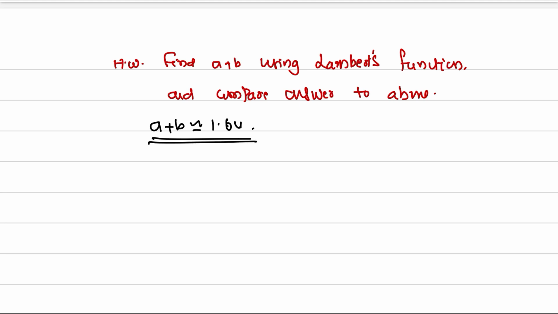With this, I want to conclude this lecture. We have discussed the Euler equation, and from the Euler equation we have found the value of ln a plus ib is equal to a plus ib, meaning how to solve it and what the value of a plus b is. Now Lambert's function also we have discussed. Please try to get a solution using Lambert's function and compare with this value.